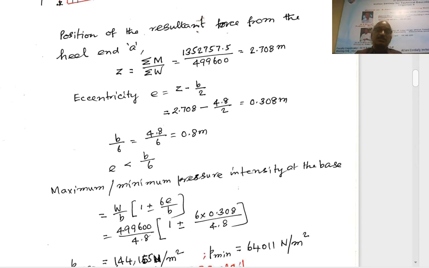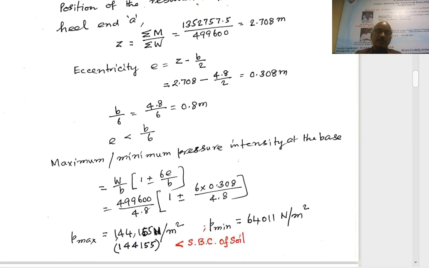That is the value we have used in the calculation of Z also, Z is equal to sigma M by sigma W, from the stability calculation table. W by B into 1 plus or minus 6E by B, with E equal to 0.308 meter. So W by B into this value gives P max and P minimum. 1 plus that value will give P max, 1 minus will give you the value of P minimum.